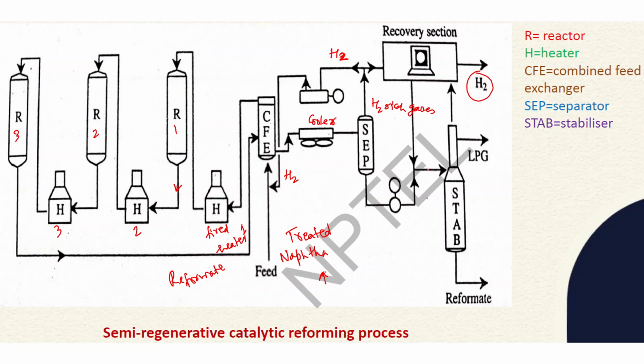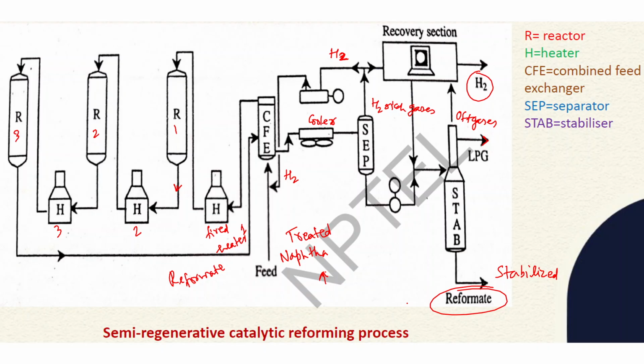Further from the separator, this heavy reformate is sent to the stabilizer where the reformate is stabilized. From the upper head, gases are given out, and some amount of LPG is also given out, and we get the stabilized reformate from the bottom. Okay.